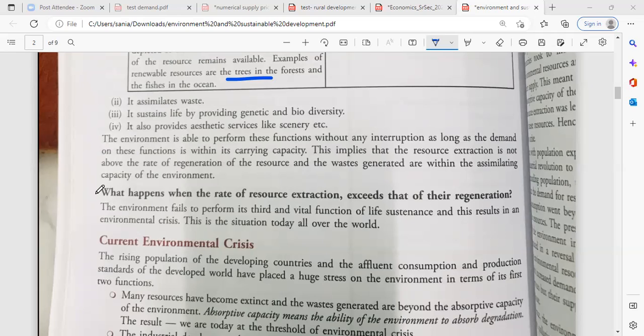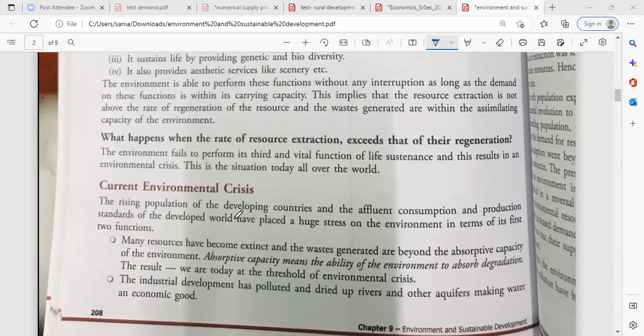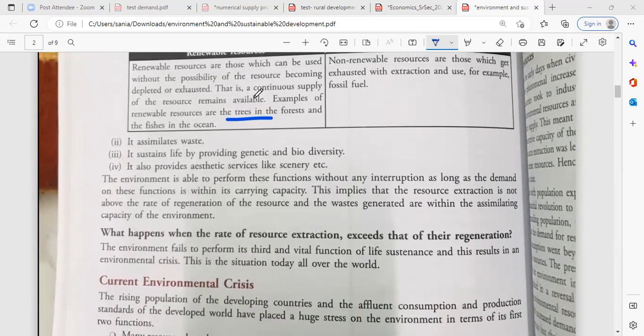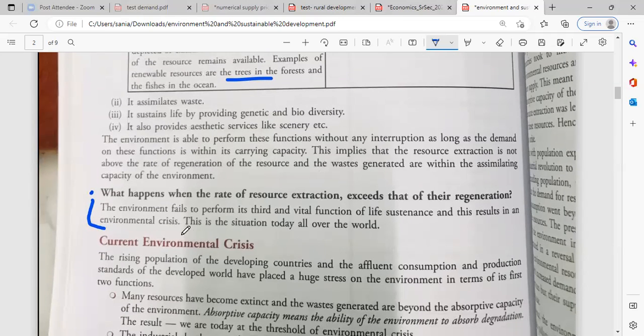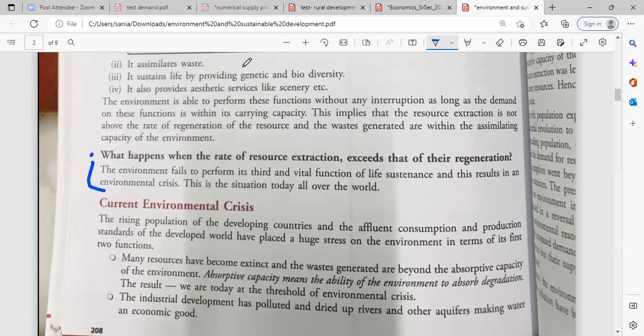So you will write the hashtag: what happens when the rate of resource extraction exceeds that of their regeneration, then this answer. After that we'll start with the current environment crisis. Clear? Yes, ma'am. Okay.